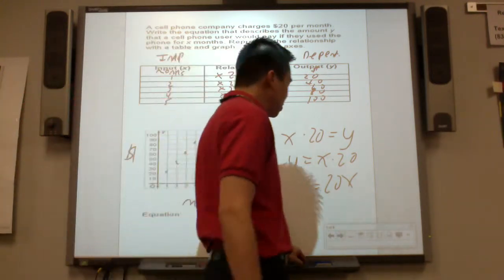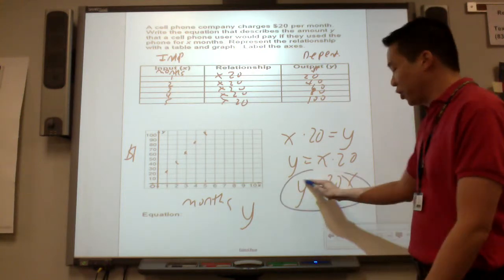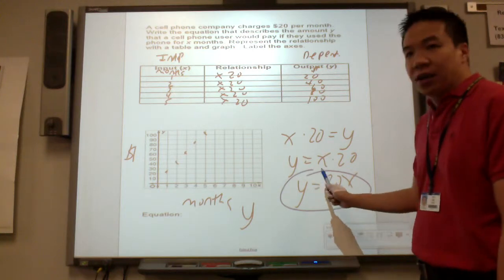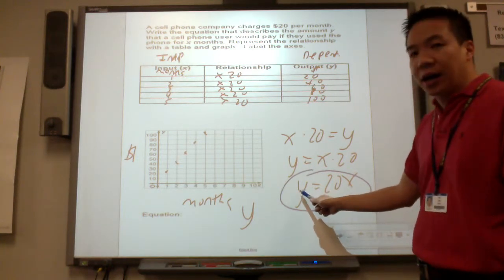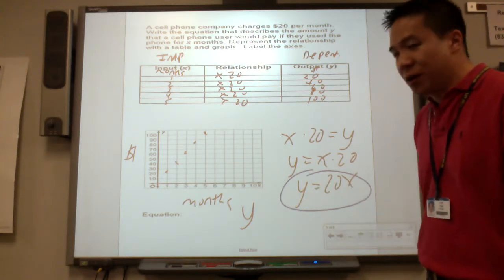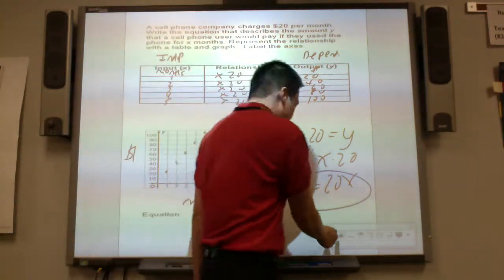However, which one of these three do you think is preferred the most? I think this one is preferred the most, because you're saying that to find the dollar amount, you must multiply $20 per month. That one makes more mathematical sense. Next one.